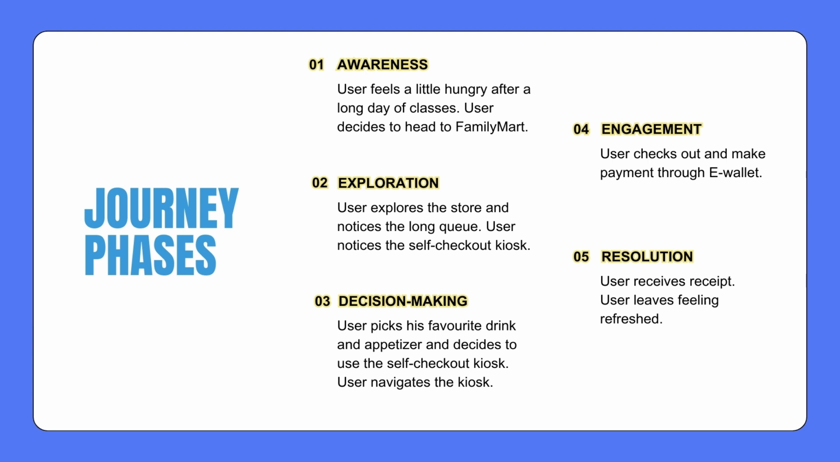The third one is decision making. User picks his favorite drink and appetizer and decides to use the self-checkout kiosk. User navigates the kiosk. The fourth one is engagement. User checks out and makes payment through e-wallet. The fifth one is resolution. User receives his receipt and leaves feeling refreshed.